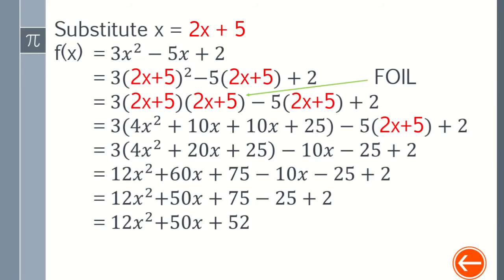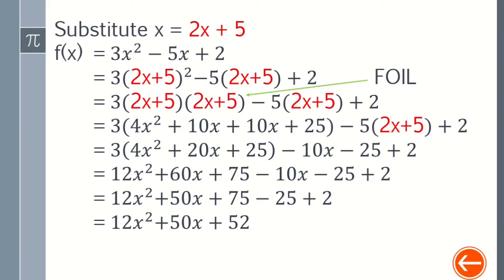So, binalatan na natin siya. Square natin yung 2x plus 5, kaya dalawa. Kaya gumamit tayo ng FOIL method. I-FOIL method muna natin si 2x plus 5, kaya ang magiging sagot natin ay 4x squared plus 10x plus 10x plus 25. Simplify muna natin siya. Kaya ang magiging sagot niya is 4x squared plus 20x plus 25.